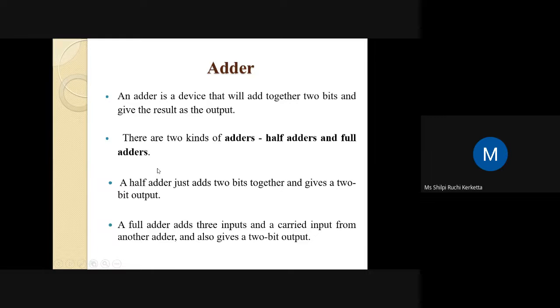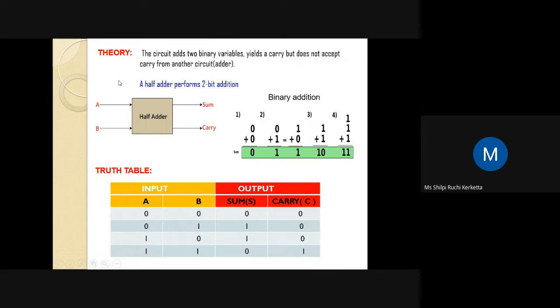Okay, so we will first say what is half adder. In half adder, this is the symbol for half adder, where we have A and B. So A and B are inputs, and we have two outputs, which are sum and carry. Okay, and you have to write half adder inside this box. So half adder adds two binary variables and yields a carry, and does not accept a carry from another circuit. This is from your book. But to understand this, you can write a half adder performs 2-bit addition.